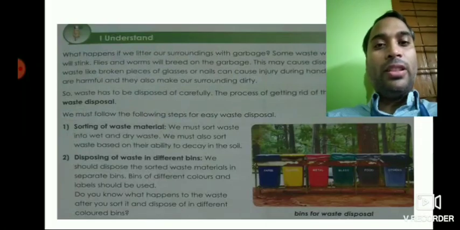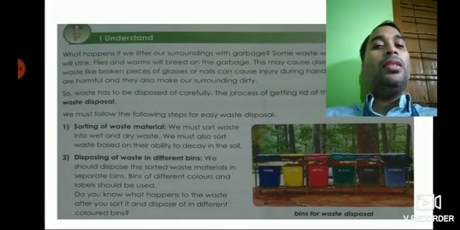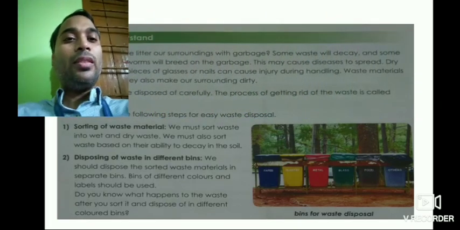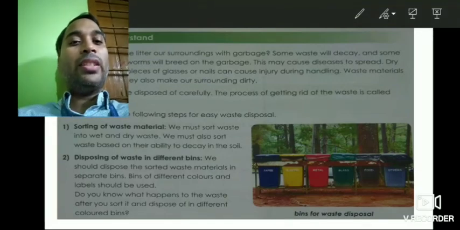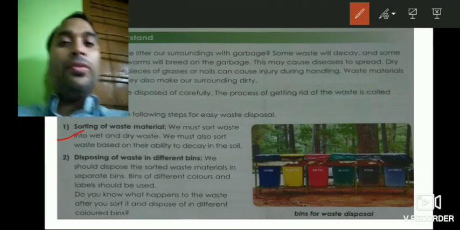Okay, so now let us discuss the steps of waste disposal. So number one, sorting waste materials, and number two, disposing of waste in different bins. So let us discuss the first point, sorting of waste material.